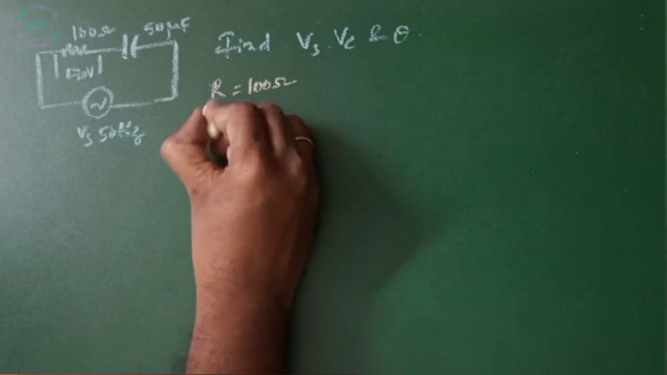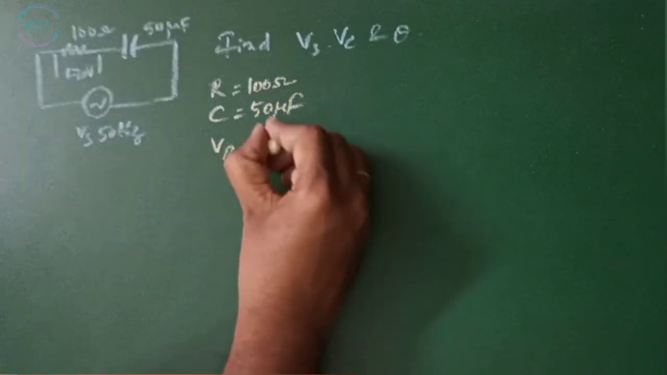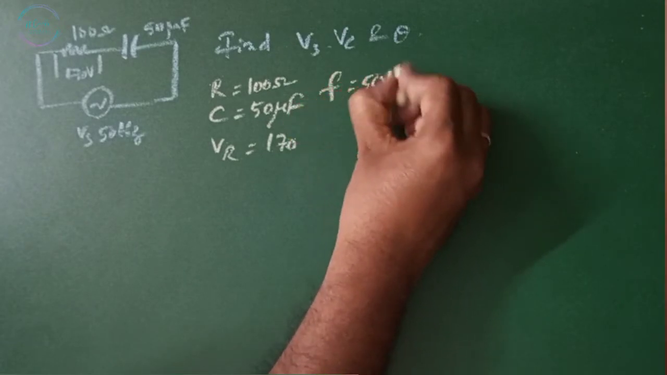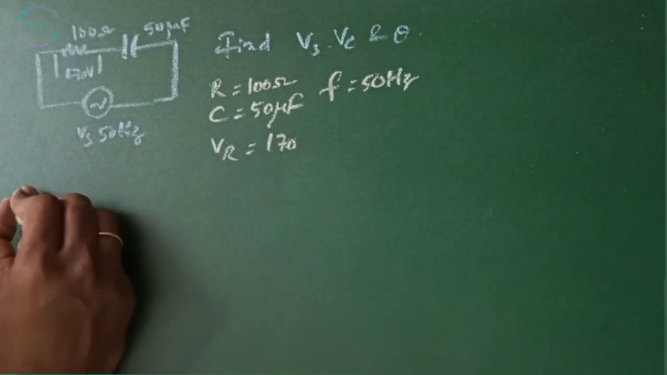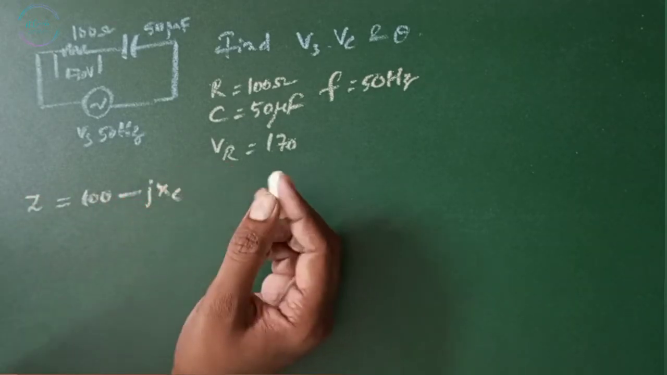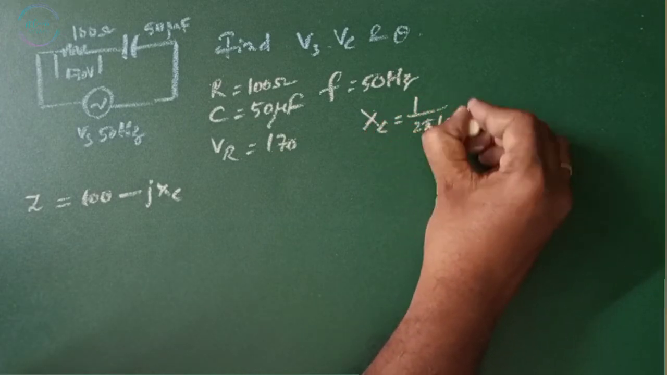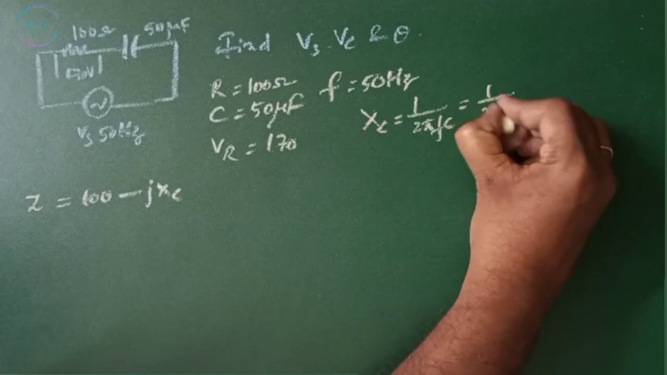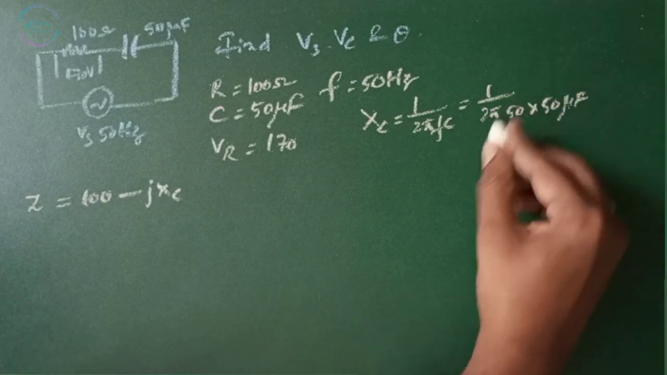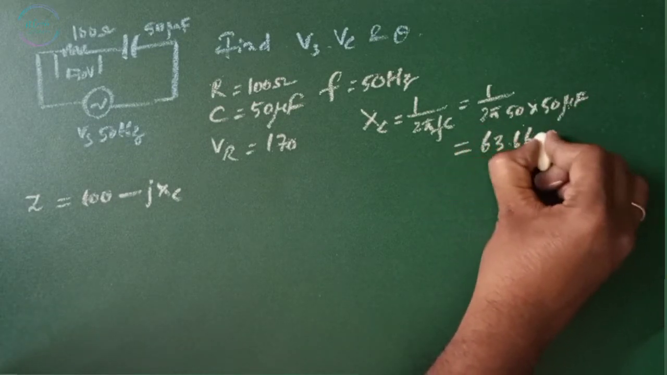Now the next circuit, where given is R equals 100 ohms and C equals 50 microfarads. VR is given here 170 and F is given here 50 Hz. Then let us try to find out the Z, 100 minus j XC. Now XC equals 1 by 2 pi F C. Then 1 by 2 pi, F is 50 and C is 50 microfarads. Then when you calculate this, you are going to get 63.66 ohms.